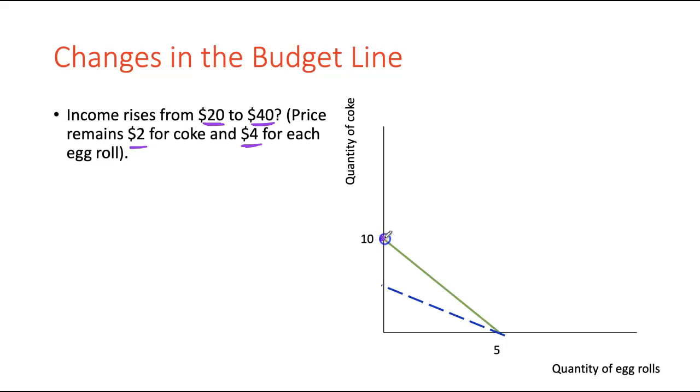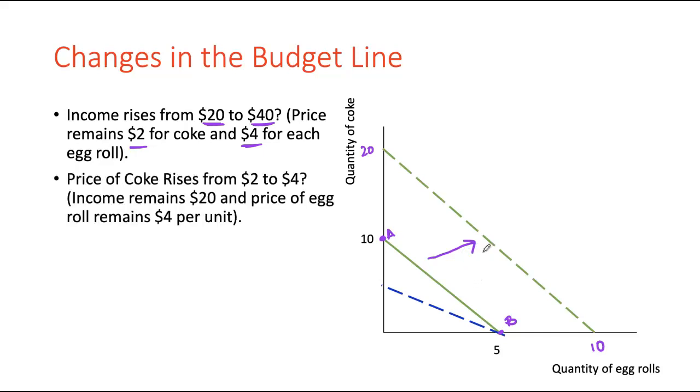So if this is my initial budget line, let's say these are intercepts A and B, 10 and 5 respectively for the two goods. With higher income, I can now consume twice as many Cokes and twice as many egg rolls because my income has doubled. So 40 divided by 2 will be 20 Cokes and 40 divided by 4 will be 10 egg rolls. So you can see with higher income, your budget line sees a parallel shift outward.